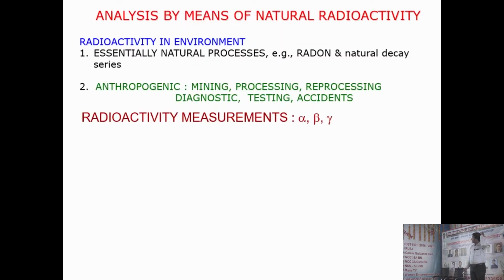Analysis by means of natural radioactivity, as we have already done in the separation science experiment: we can use the activities already coming from your element of interest for the measurement. Essentially natural processes like radon or natural decay series. Then anthropogenic: suppose someone is doing uranium mining and you suspect that some activity is spreading to the surrounding areas. You can take a soil sample from the surrounding areas and see the radioactivity, whether any spread is there or not.